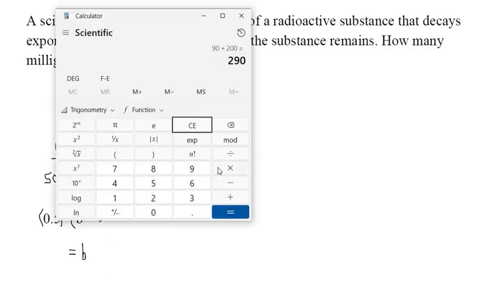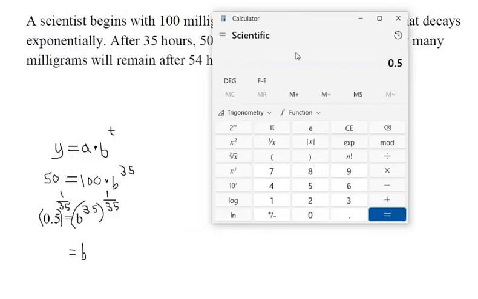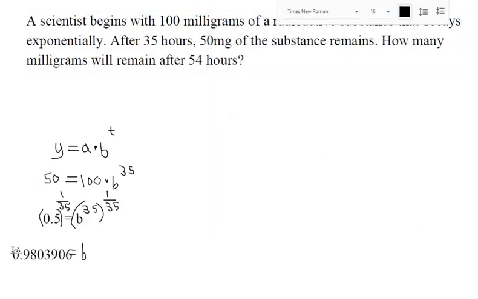And so I'm going to use an approximation in my calculator. 0.5 to this power. Okay, so that's what B is. It's exponential, so you probably want to carry several decimals. That's what B is. So now we can answer their question, how many milligrams?